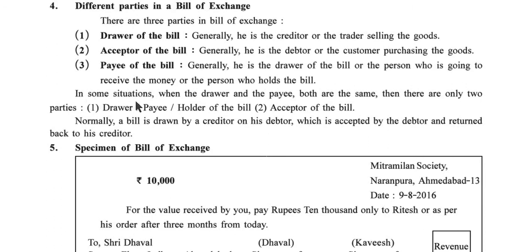So, in some situations, when the drawer and the payee are the same, then there are only two parties: first, drawer and payee, the holder of the bill. Second, the acceptor of the bill.